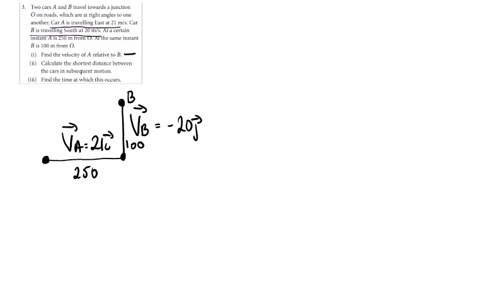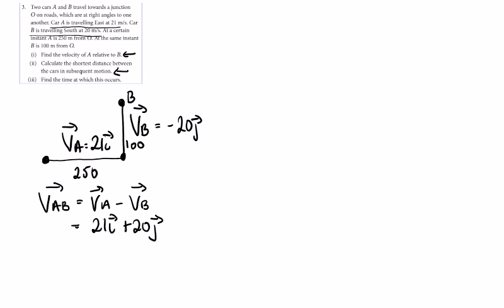So the velocity of A relative to B, part 1, velocity of A relative to B is the velocity of A minus the velocity of B, which is equal to 21I minus 20J, so in this case plus 20J.